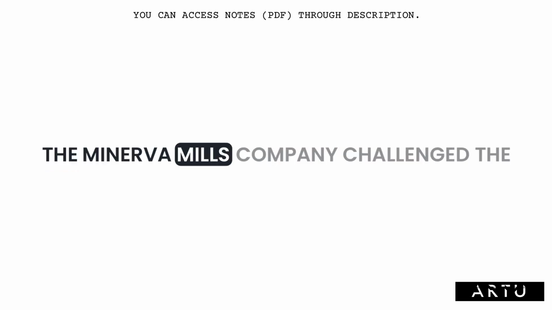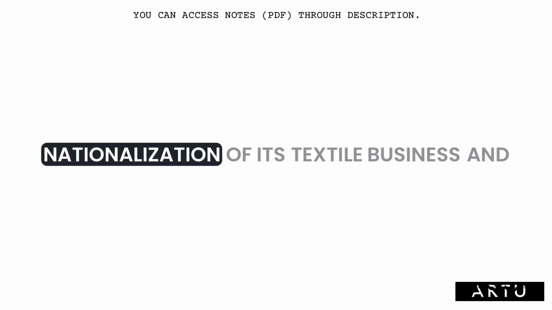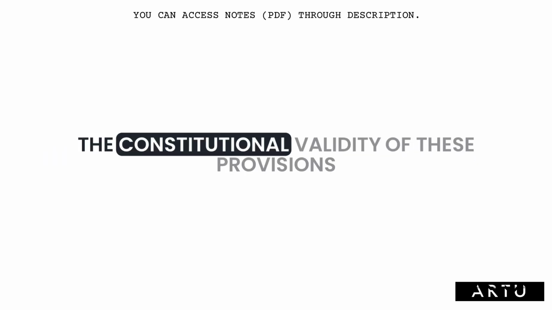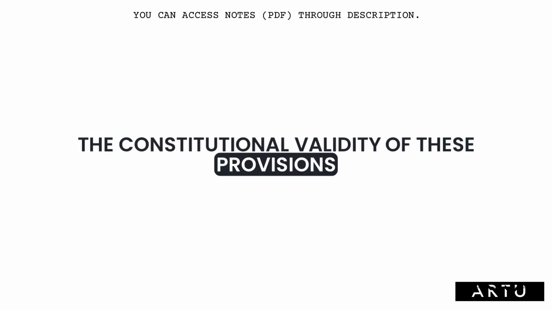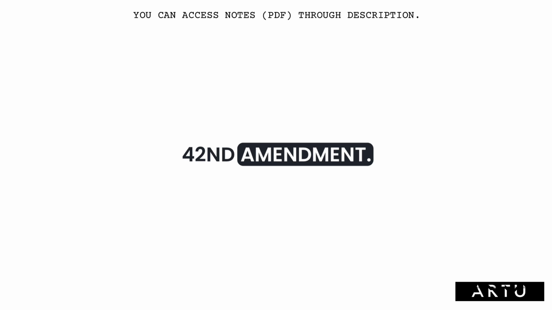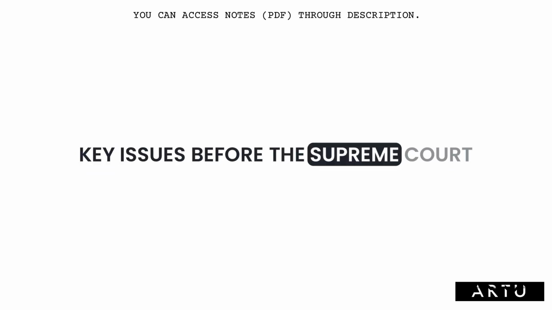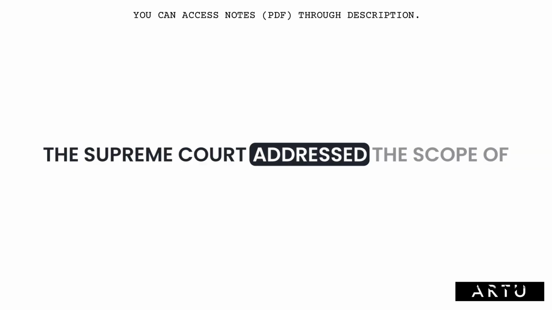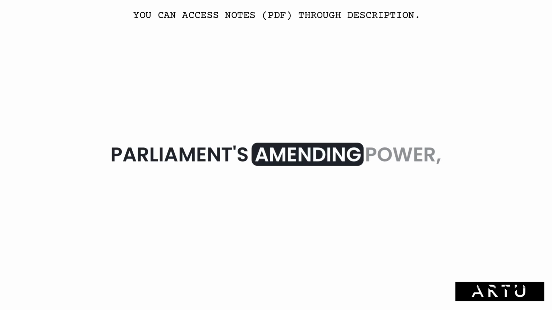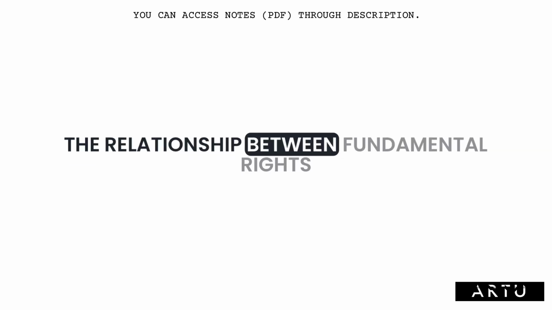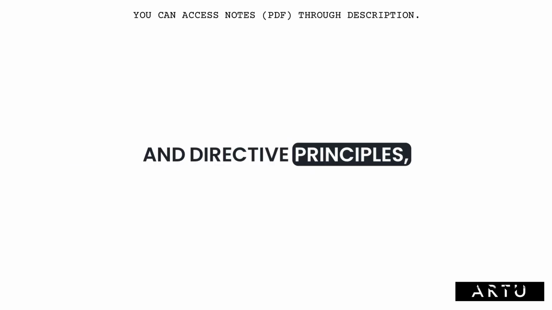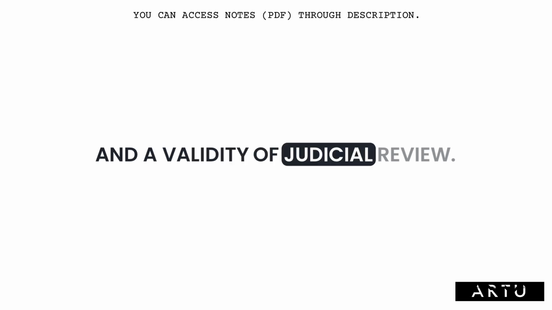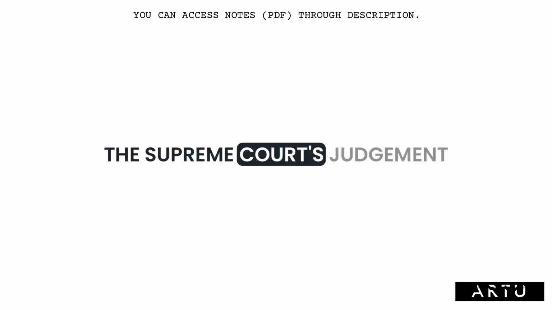The Minerva Mills Company challenged the nationalization of its textile business and the constitutional validity of these provisions of the 42nd Amendment. Key issues before the Supreme Court: the Supreme Court addressed the scope of Parliament's amending power, the relationship between fundamental rights and directive principles, and the validity of judicial review.